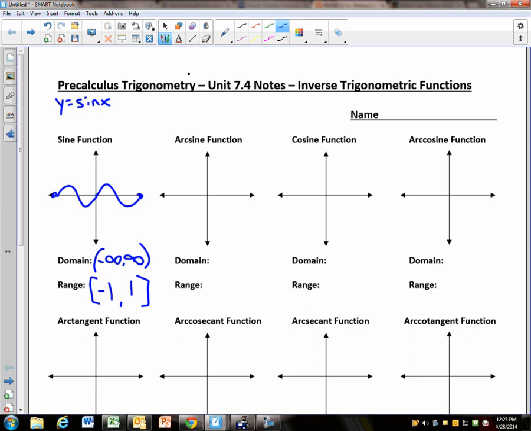Arc sine is if you were to go like y equals sine inverse of x. Or, the way we like to write it as well is we call it arc sine. So that's a function. Arc sine is a function. Here's the problem.